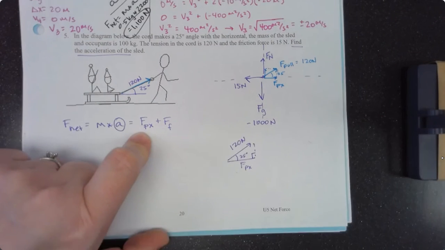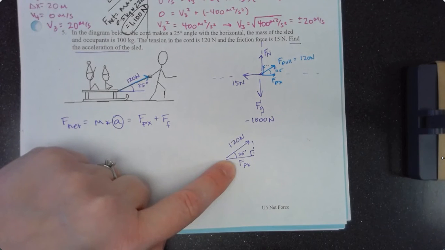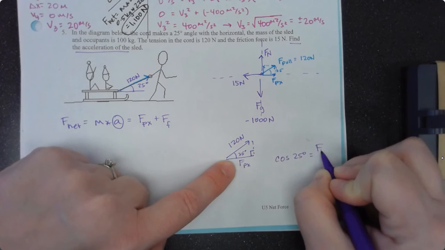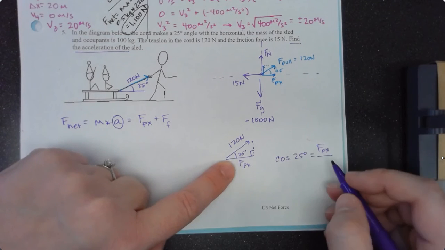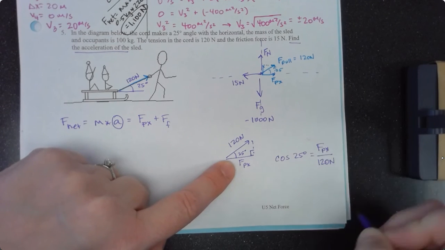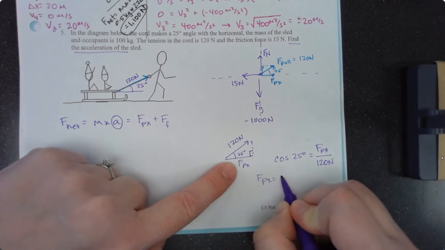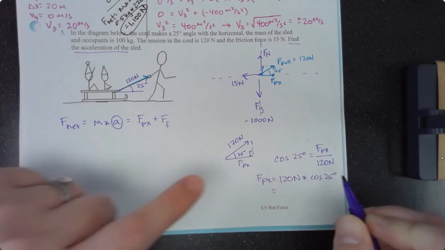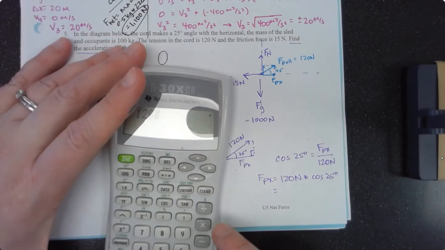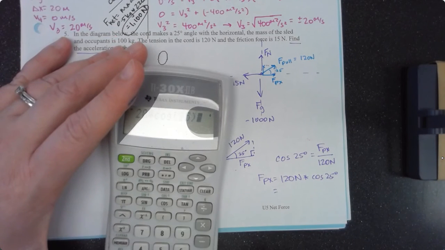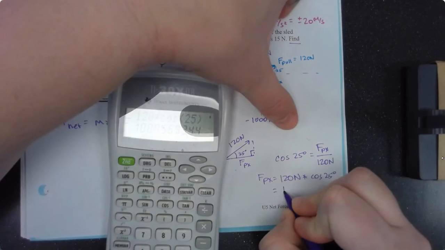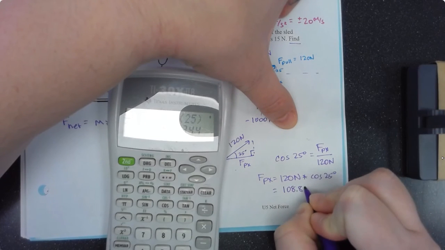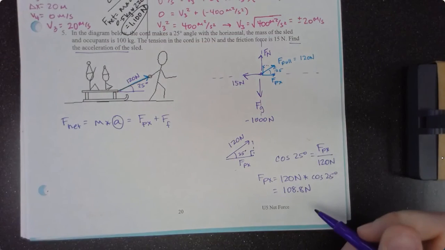That's a right angle. So this is an adjacent side to the 25-degree angle. So when we solve this, we're going to use cosine. So cosine of 25 degrees is equal to our component of that pull force divided by the total pull force, 120. So our FPX is going to be equal to 120 newtons times the cosine of 25 degrees. Handy calculator, 120 times cosine 25 gives me 108.8 newtons of force. So now that I know that, I can put it in my equation.